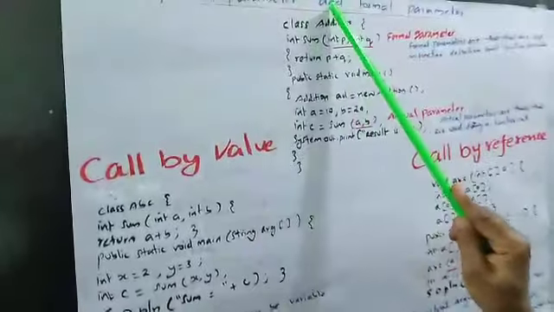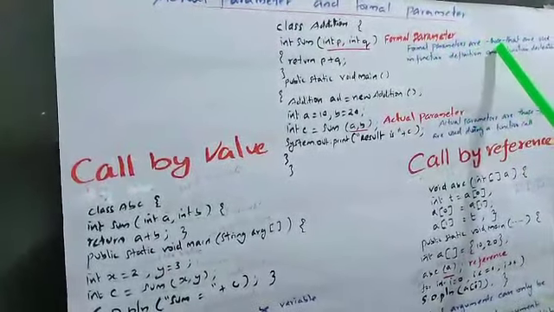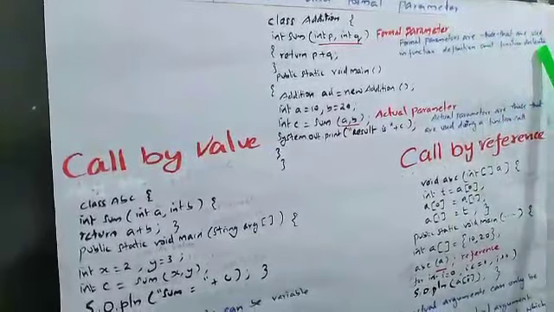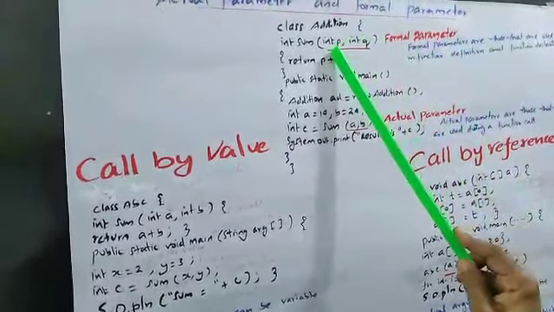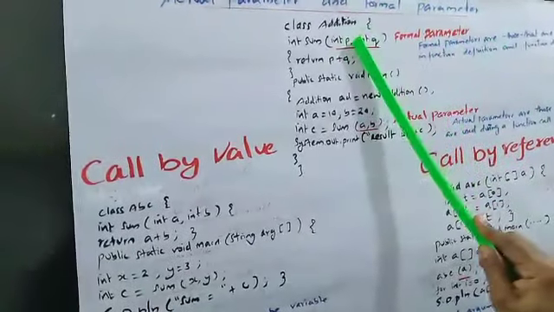Actual parameter and formal parameter. Formal parameters are those that are used in function definition and function declaration. So here we are using the formal parameter in function definition and also in function declaration.